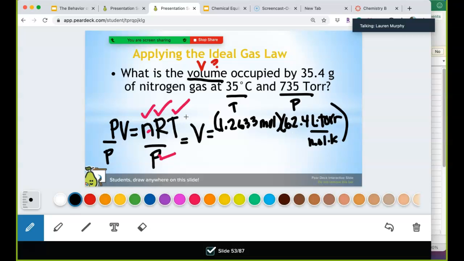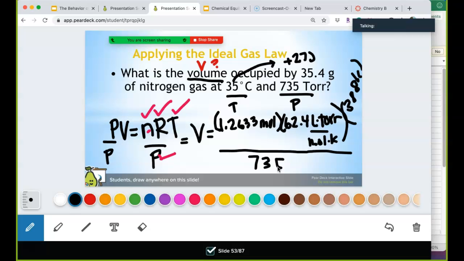So there's R. There's T. You cannot use 35, so you add 273 to it. 273 plus 35 is 308. Divided by pressure, which is given as 735 torr.